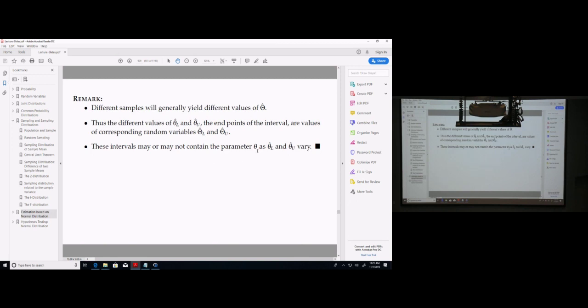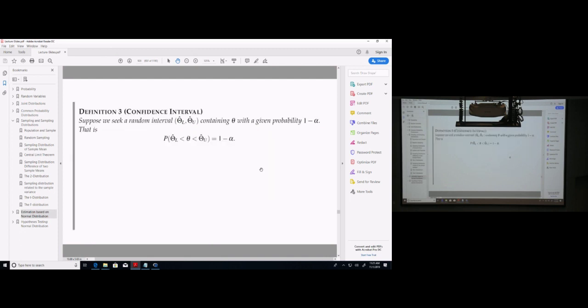This is important because a lot of students, when they first learn it, or in high school, would think that with probability 0.95 the interval you constructed, which is not random anymore, contains theta. Now this is not a probability statement, because it is either yes or no.